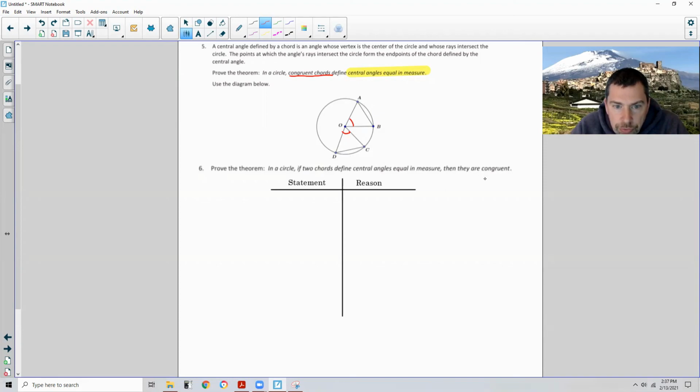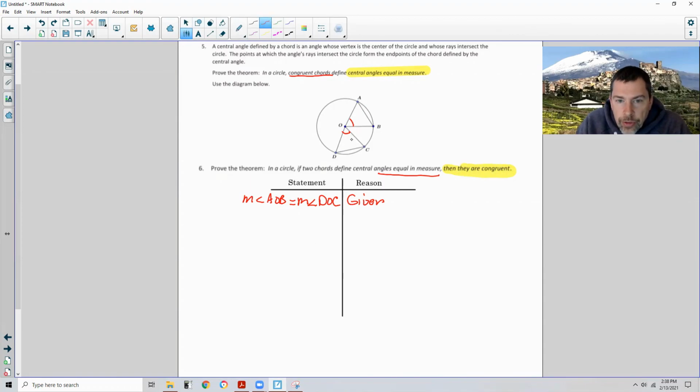So they want to prove the chords that define these angles. If the angles are congruent, the chords are congruent. So this is the converse of the previous. So the first thing I'm going to do is use the same exercise. And now we're given the measure of angle AOB is equal to the measure of angle DOC. And that is a given. So we want to prove the chords congruent. Okay, so there's step 1.